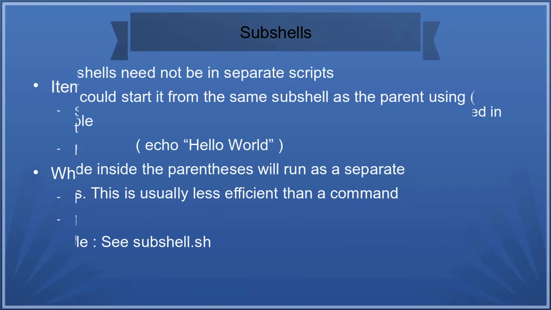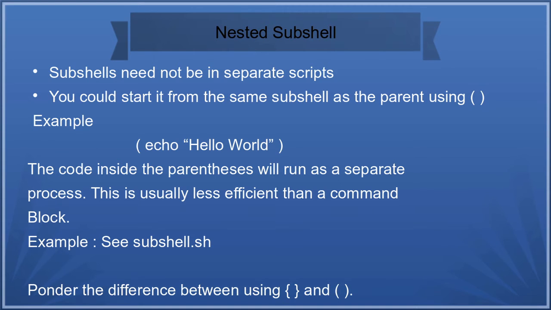One of the things we need to understand about subshells is that you need not write a separate script for a subshell. If you want to create a subshell within a parent shell, you essentially put parentheses, the round brackets, like this. So, here is an example. When I say echo hello world, this hello world program actually runs within a shell created by the parentheses. The code inside the parentheses will run as a separate process. This is usually less efficient than a command block.